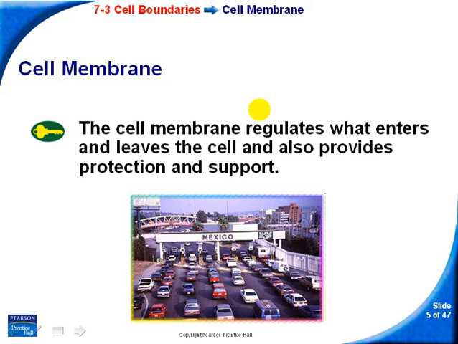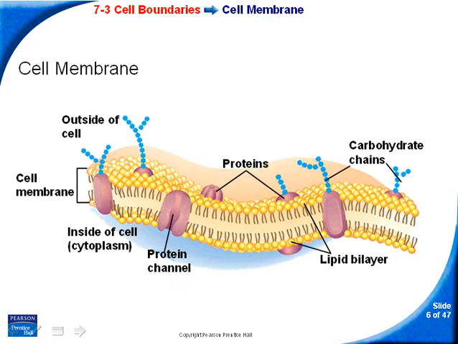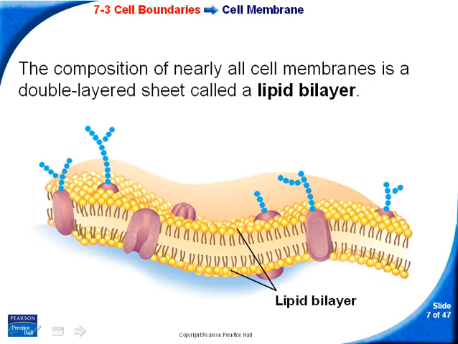So what's the function of the cell membrane? This regulates what enters and leaves the cell. It also provides protection and support. You can see I put a little border crossing there, talking about regulating what enters and leaves. Here's a picture of it, and we'll go into more detail as we talk about this.